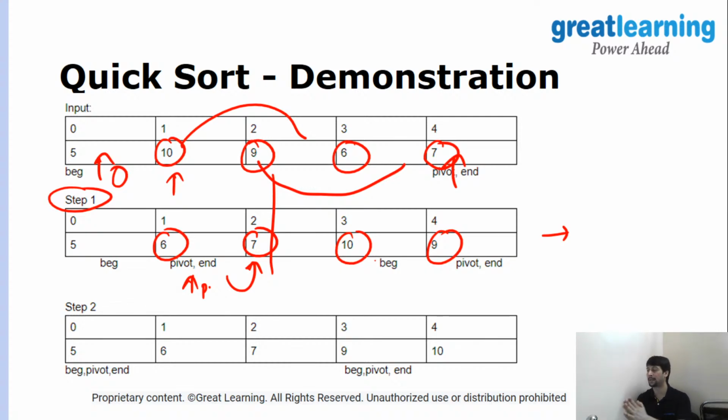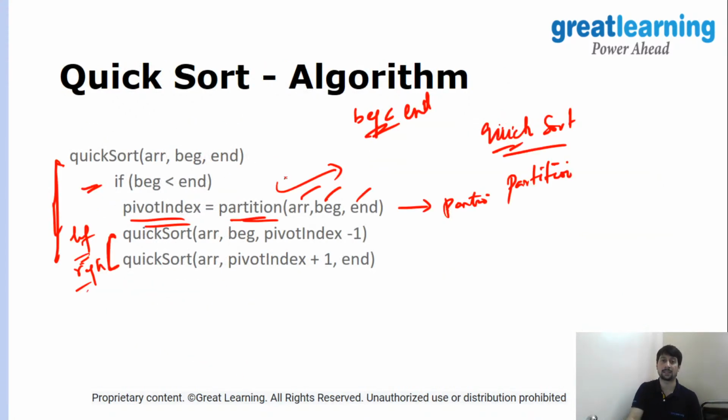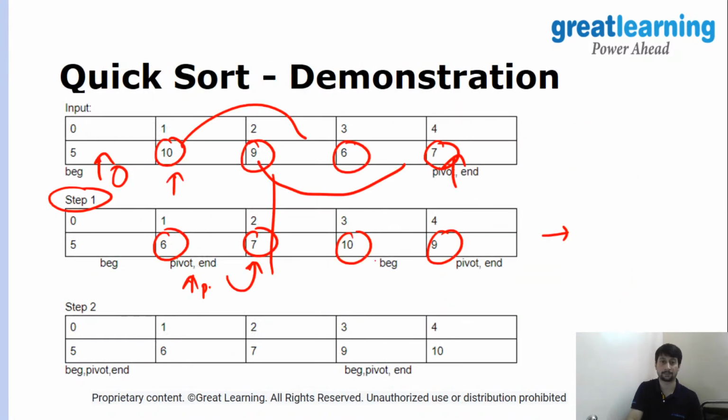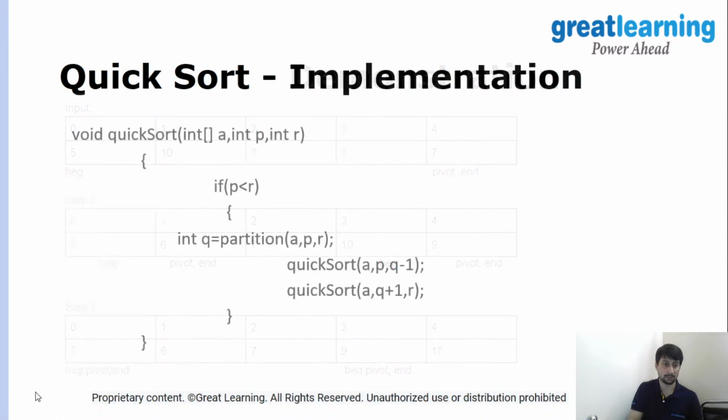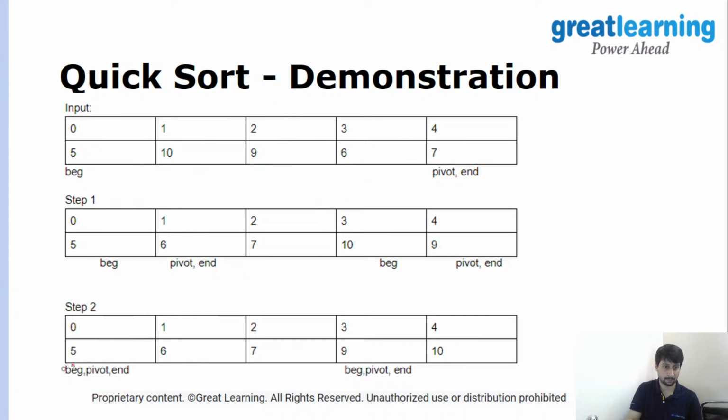I know this is getting complicated, this partition thing. Now you have partitioned it. Now what you're doing is returning this index. You see, at the end you are returning this P index plus 1. That means you are returning this particular index. Let me just clear it out. Yeah, so you're returning this index, that is 2.